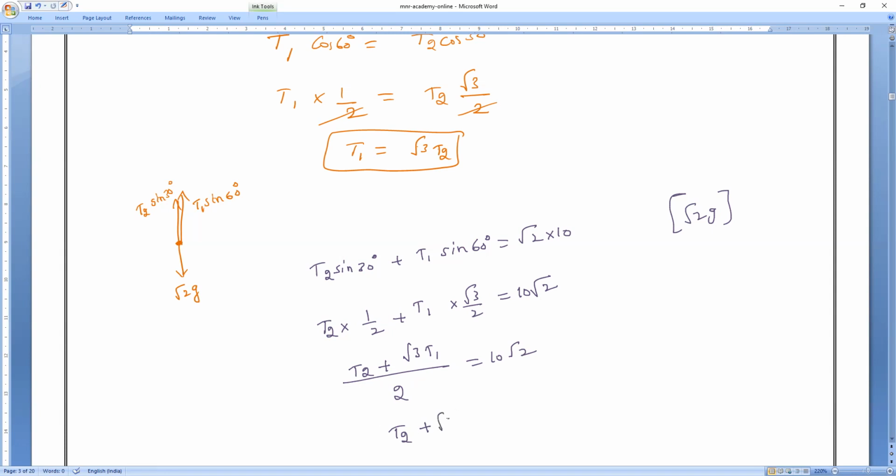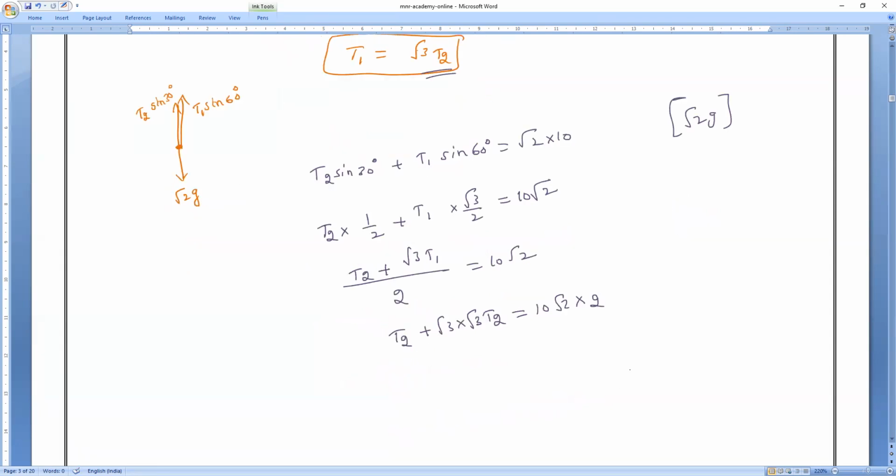Now the T1 value, we can substitute. That is the only thing I'm going to do now, Rudresh. Root 3 T2, which equals 10 root 2 into 2. Am I right or wrong? Root 3 into root 3, how much? 3. Correct? Because root 3 into root 3, the square and root get cancelled. Any problem for anybody? No, sir.